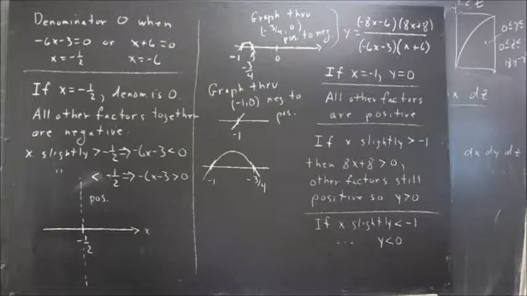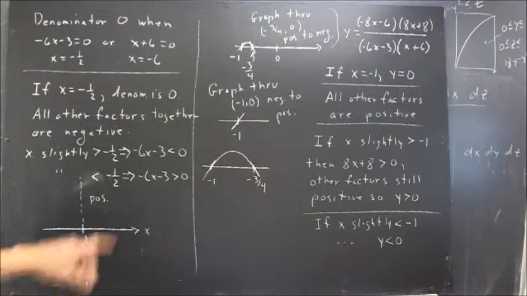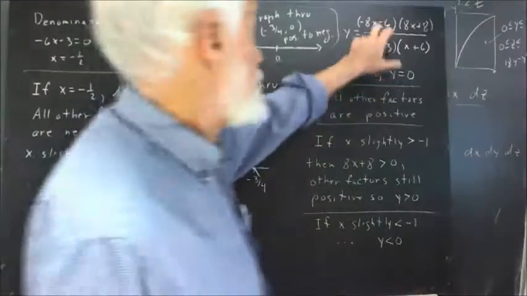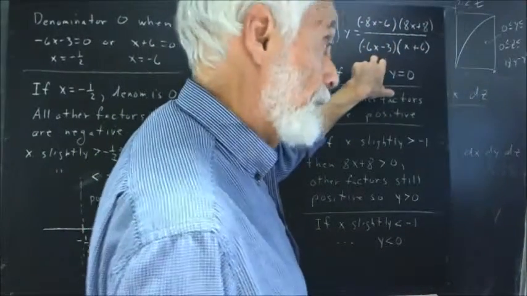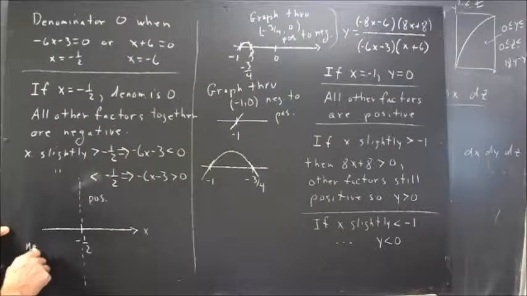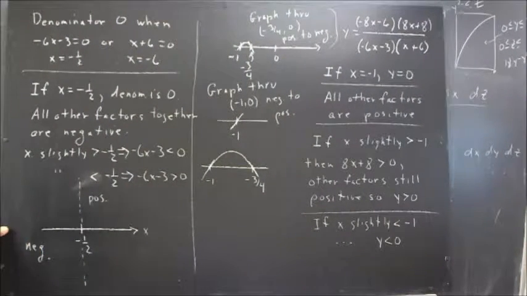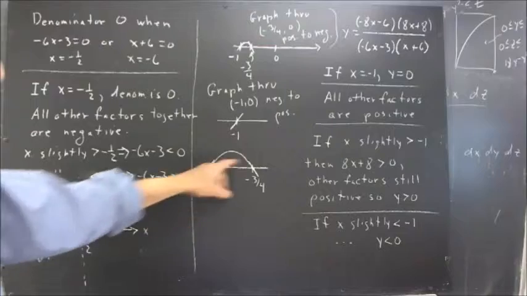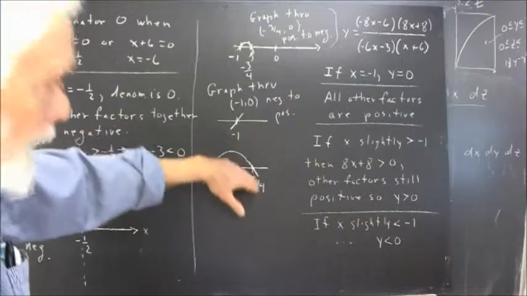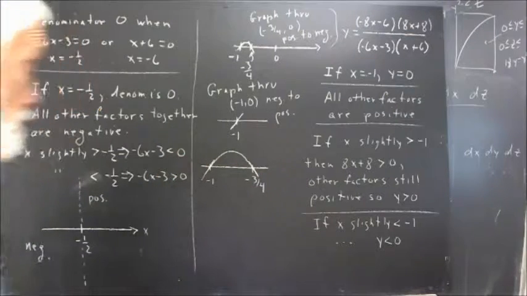On the other side of negative 1/2, the negative 6x minus 3 is going to be positive, so we have a negative, positive, positive, positive, which is going to give us a negative. So over here, close to negative 1/2, we're going to have negative values. Now if we get further away from negative 1/2, into negative 3/4 and negative 1, the graph can be positive or negative depending on where you are.